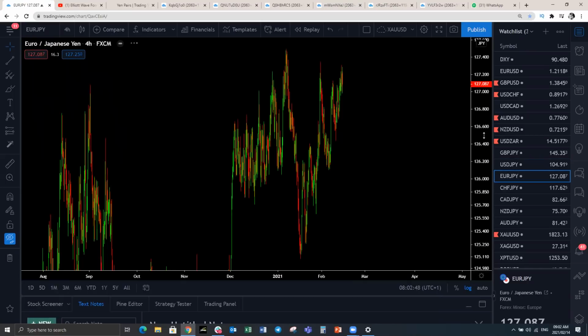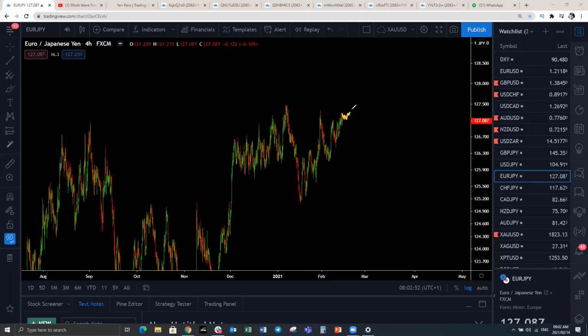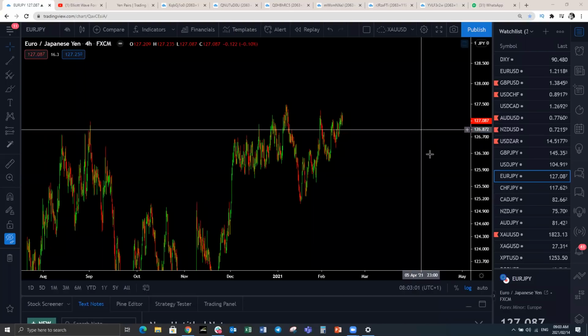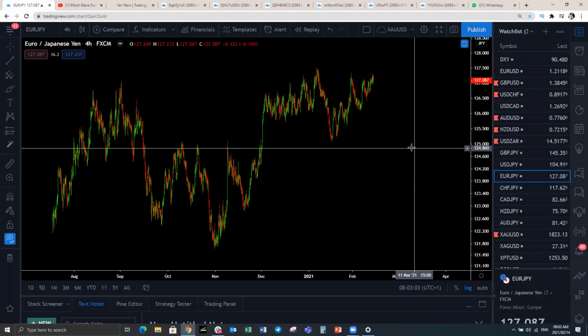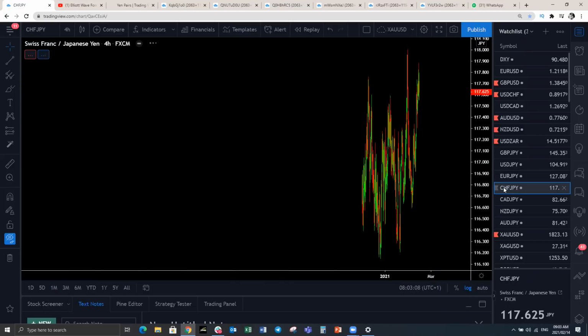Euro yen, expect a bit of a continuation to the upside up until these levels. We could be getting a pullback here and a structure like this. But this is not the clearest structure that we have on the yen pairs. So I'd rather stay away from euro yen for now. The one that has got a clear structure is CHF yen.